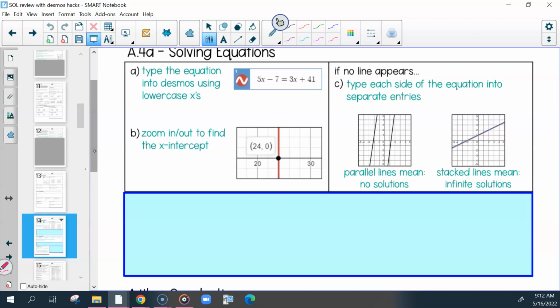For part A, type the equation into Desmos using lowercase x's. If the equation does not have x's, make sure you type in x's.